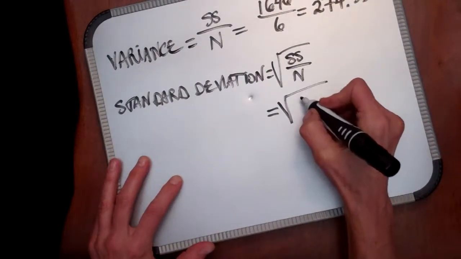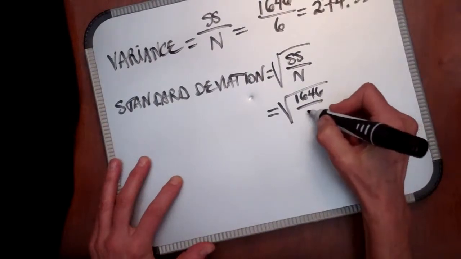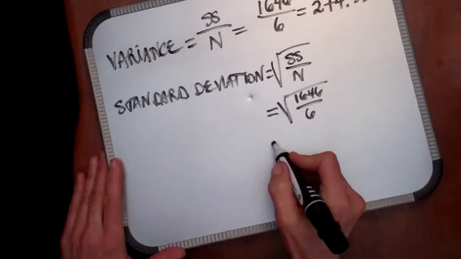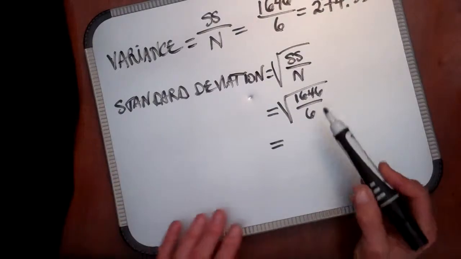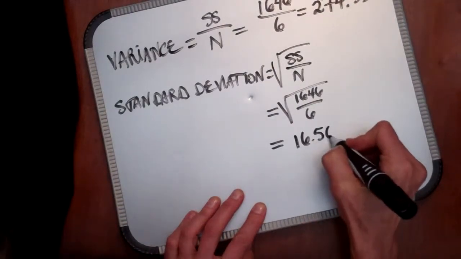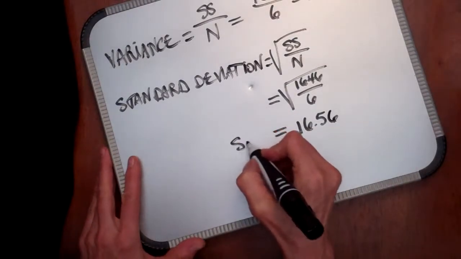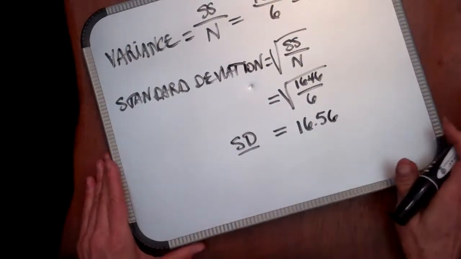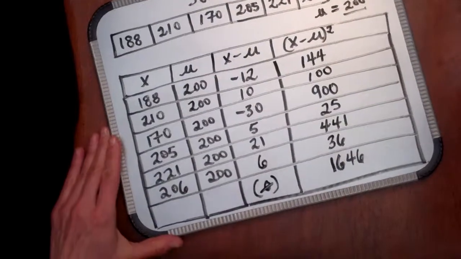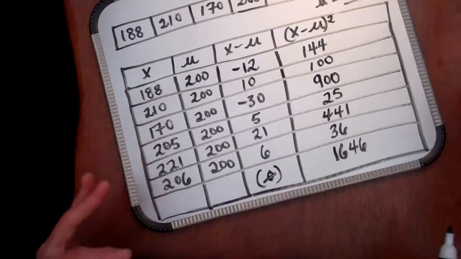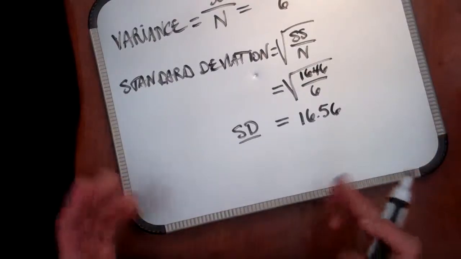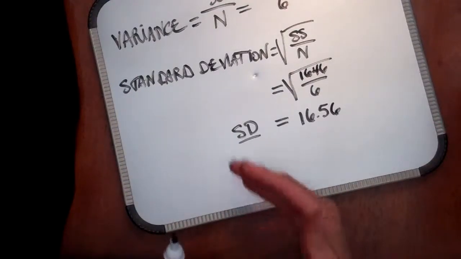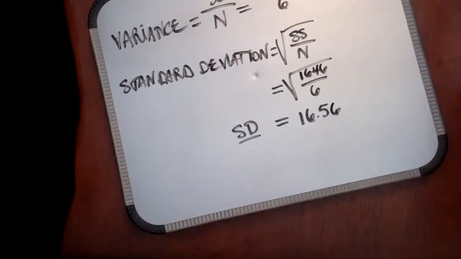And to do that, we just take the square root, right? So we get it back to its original range. And if you take the square root of 1,646 divided by 6, you get 16.56. So for this little distribution of numbers, the standard deviation is 16.56. And now if we look back at this original range of values, 16.56 makes a lot of sense. So that's how to calculate sum of squares in order to get variance and standard deviation. 3 absolutely critical concepts in statistics.